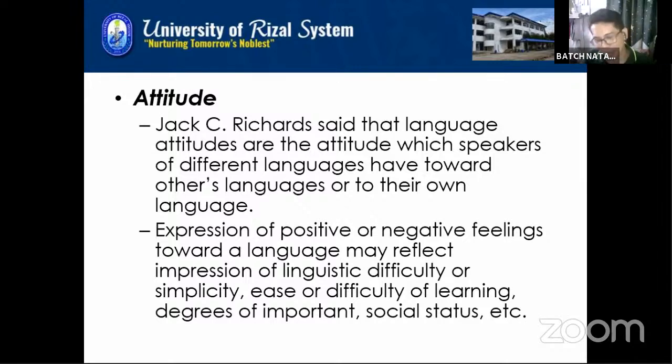Kumbaga yung ibang taga-ibang bansa, kabisado nga nila yung formula sa pagsulat ng pangungusap, sa pagsulat ng sentence. Pero sa practical application, doon naman sila medyo dehado. Pero pagdating naman doon sa mga test na yan, doon naman dehado ang mga Pilipino. Okay? So, yun yung sinasabi natin difficulty of learning. Pero kapag ang language mo, let's say English, you get used to using English every day, that's your first language, then the ease of learning becomes easy. Okay?